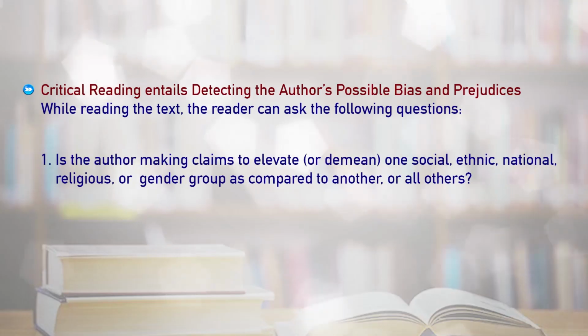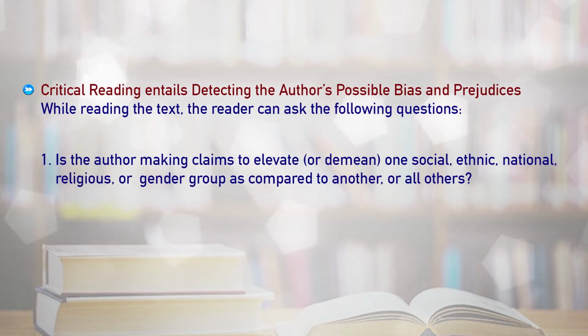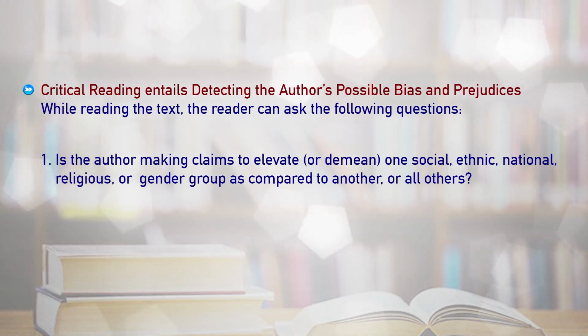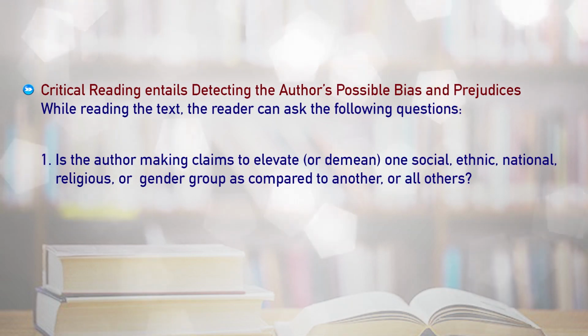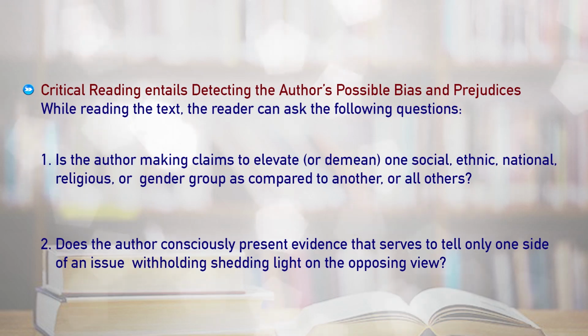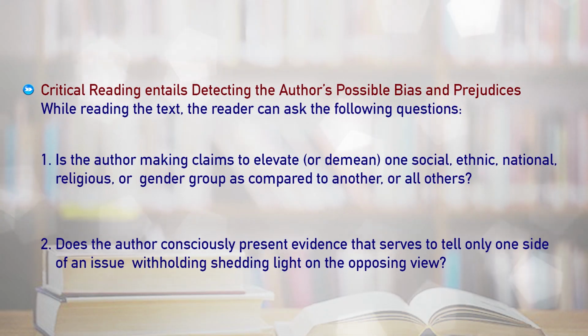Number 1, is the author making claims to evaluate or demean one social, ethnic, national, religious, or gender group as compared to another, or all others? Or the second question that could be asked is, does the author consciously present evidence that serves to tell only one side of an issue, withholding or shedding light on the opposite view?